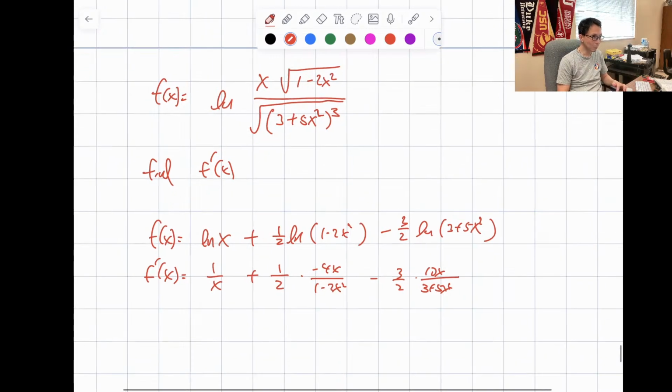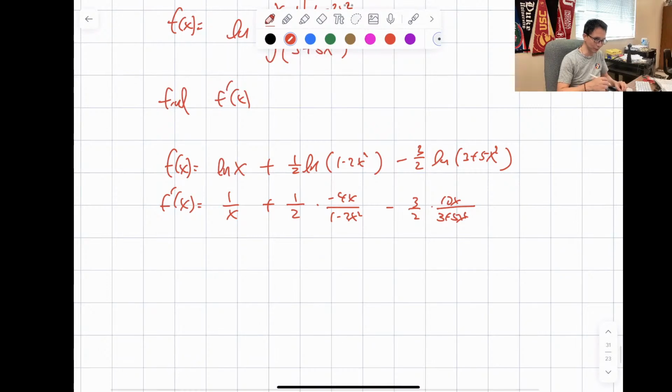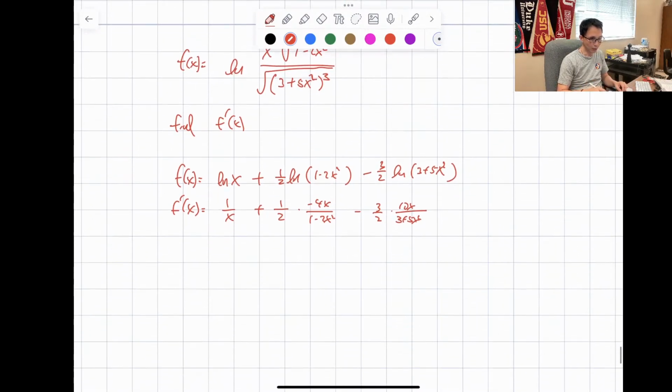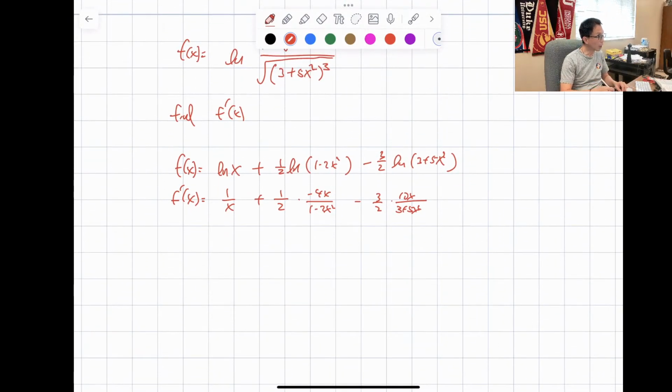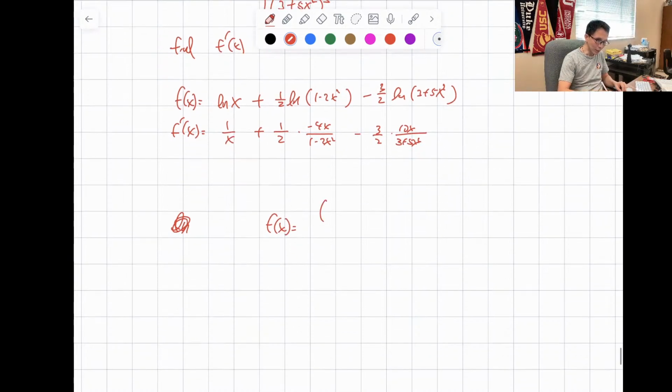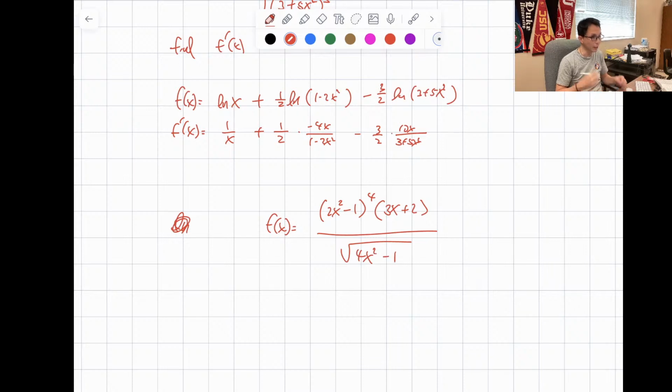Okay. But last year, everybody got this question wrong. It's not because of how the question is set up this way. The question is set up a little bit different. The setup is 2x squared minus 1 to the 4th, and then 3x plus 2, and then square root of 4x squared minus 1. So it doesn't have a natural log.